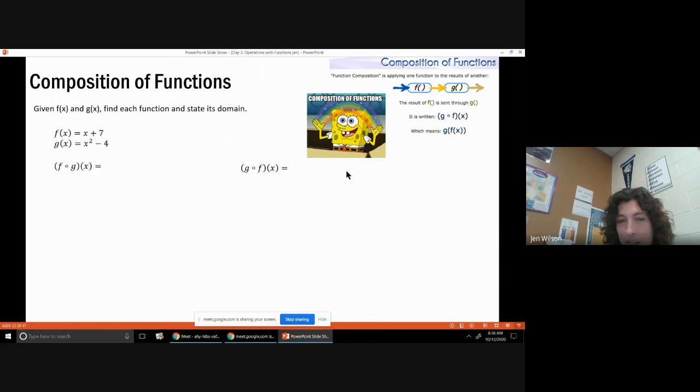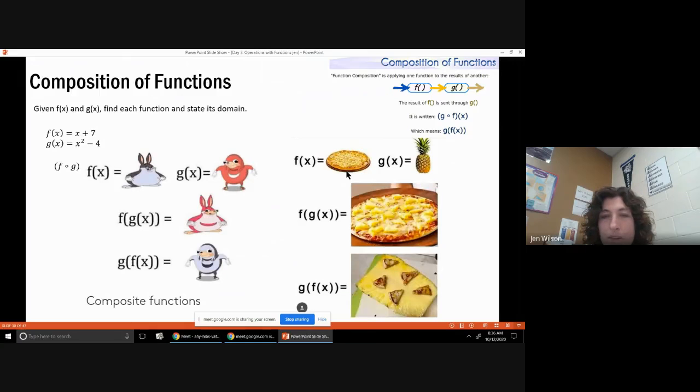Oh, here's another one. We've got a pizza. So if f of x is the pizza and g of x is the pineapple, then f of g of x means we put the pineapple in the pizza. g of f of x means we put the pizza in the pineapple.